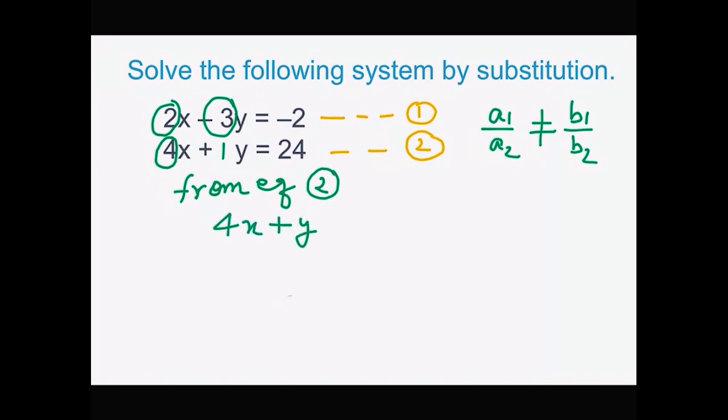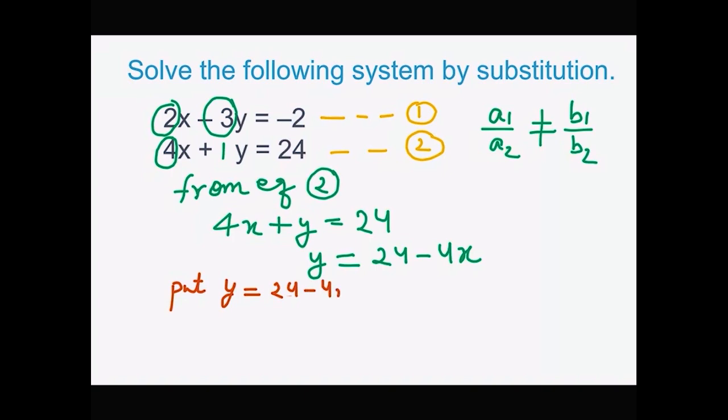So here I'll get 4x plus y equals 24. From here I'll find the value of y. So the value of y will be 24 minus 4x. Okay, so from equation 2 I got the value of y, that is 24 minus 4x. Now I'm going to put this value in equation number 1. So put y equals 24 minus 4x in equation number 1.